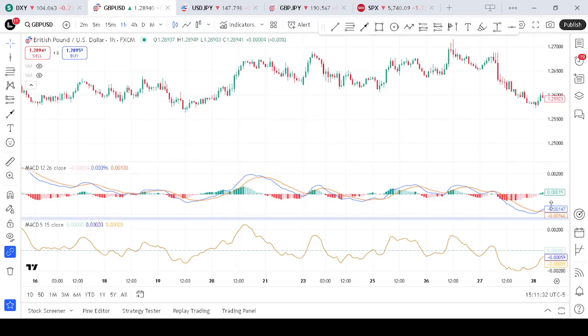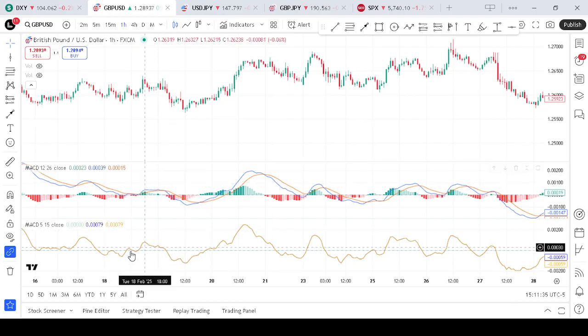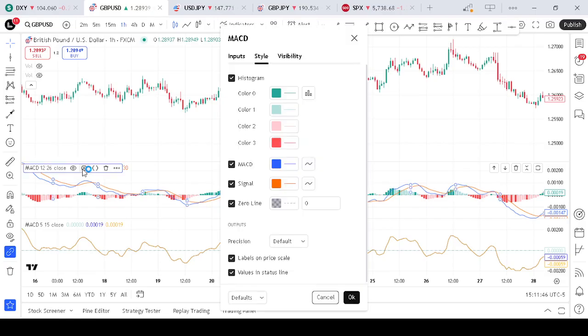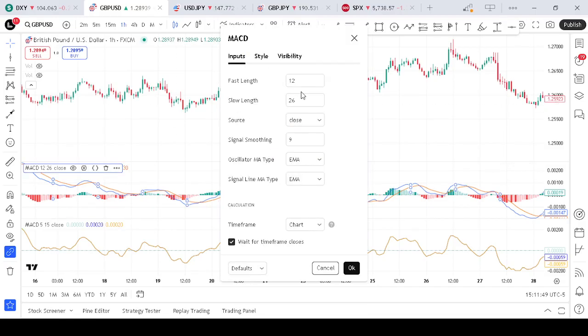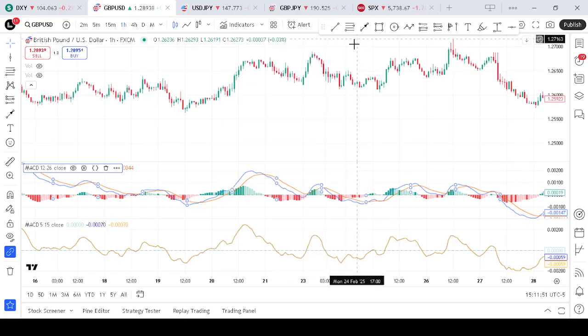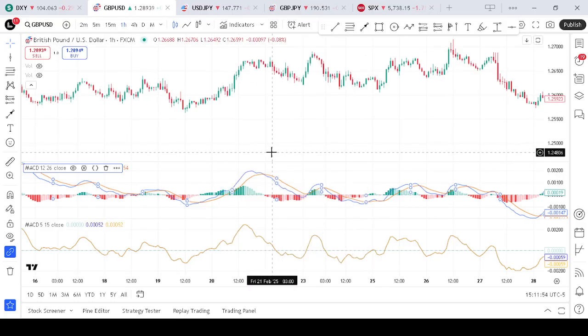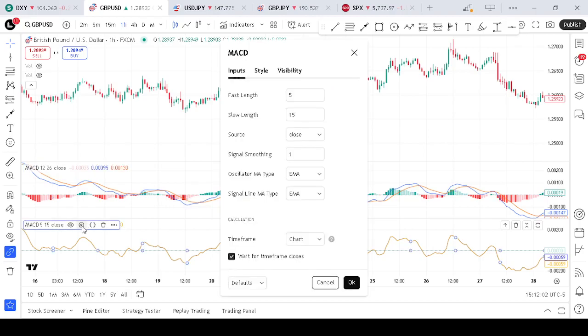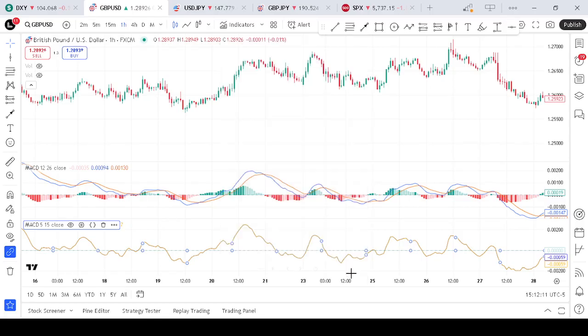So this is the basic MACD, this particular one up here, and this is the second MACD that we'll be using. The first MACD is typically set with standard parameters. The standard parameters are 12, 26, and 9. These are the standard parameters for the standard MACD. While the second MACD we are going to be using has a faster setting, using 5, 15, and 1 to help us fine-tune our entries and our exits.